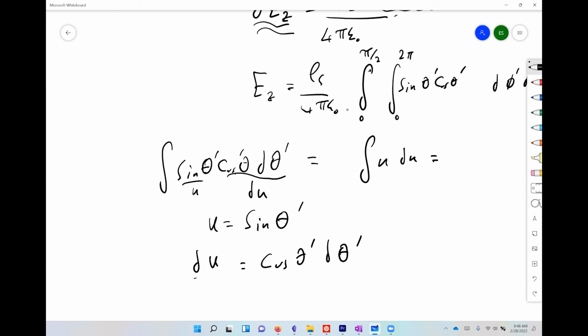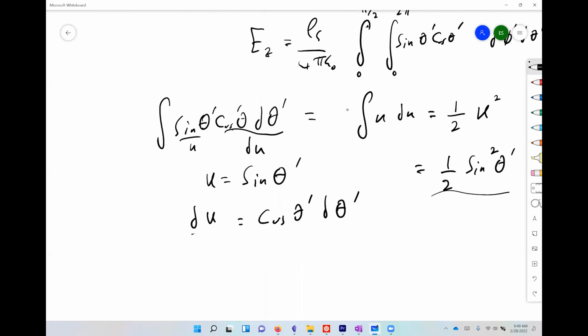So it's going to be half u squared, right? That's what it's going to be. So the integral is going to be half sine squared theta prime. Okay.